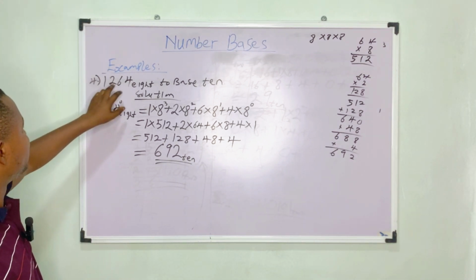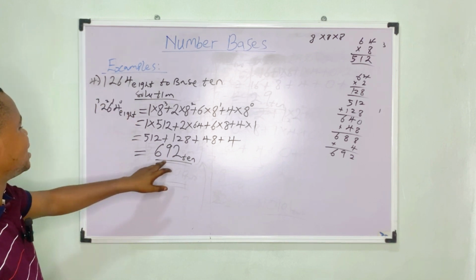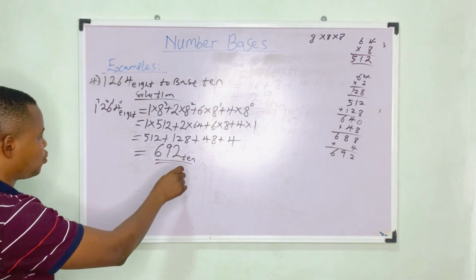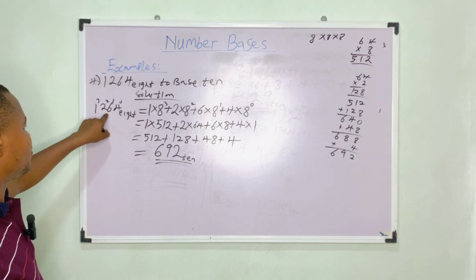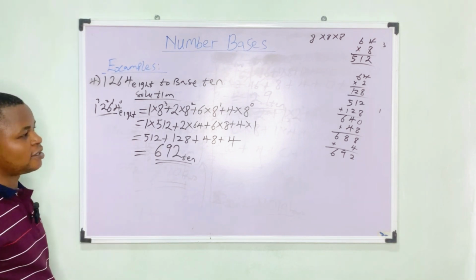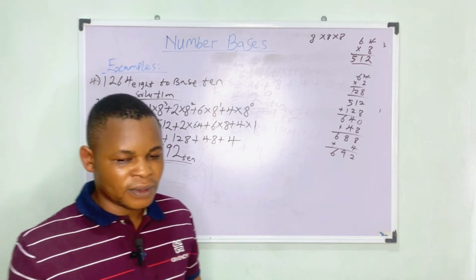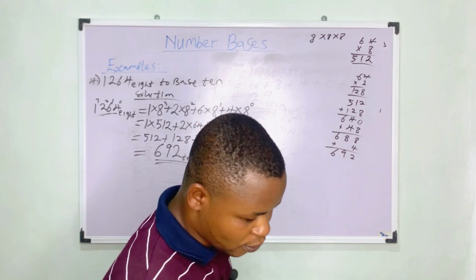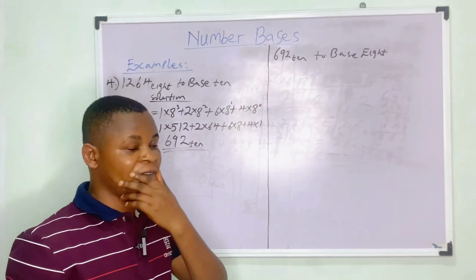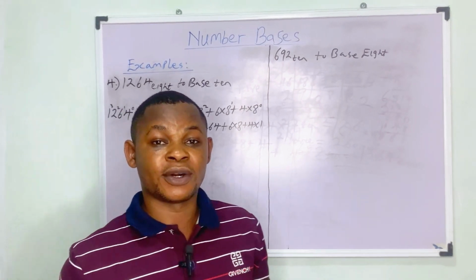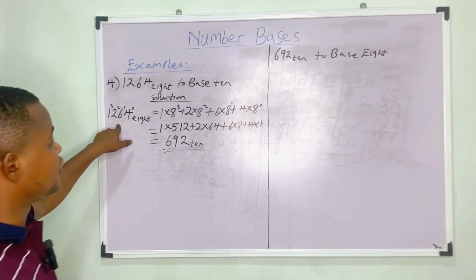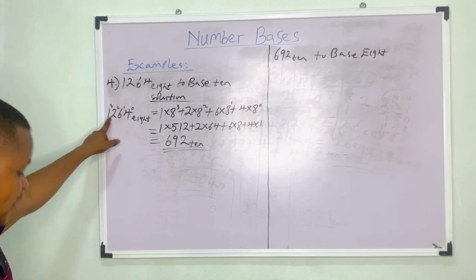So we just converted 1264 in base 8 to 692 in base 10. For clarity, let's convert this 692 in base 10 back to its original form in base 8. Our answer must be the same as this if everything goes well, if we solve it correctly. So let's get it done now. Yes, like I said, for clarity, so that we'll be sure that we know what we're doing, let's convert 692 in base 10 back to its original form, which is base 8. And let's see.